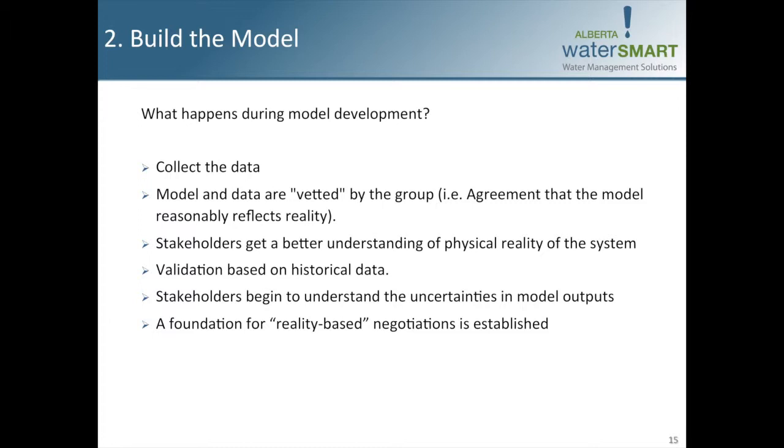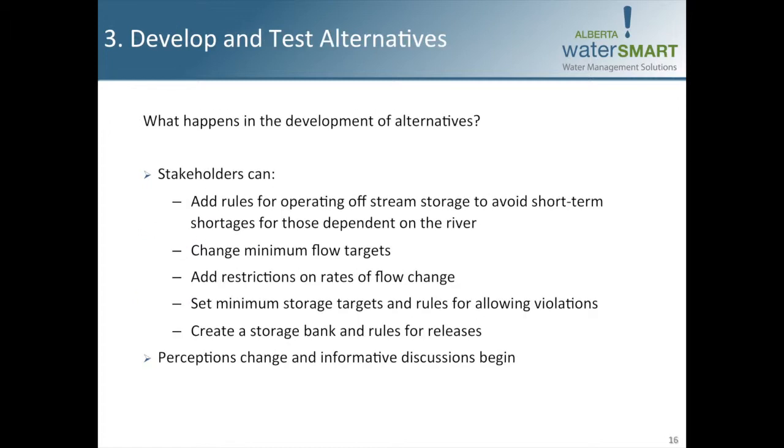Again, no model is perfect. All models are wrong. Some are useful. So the idea is to get at least a physical reality of the system so that stakeholders can start looking at alternatives. Step 3 is to then develop and test the model and the alternatives. So during this process, this is the what ifs.